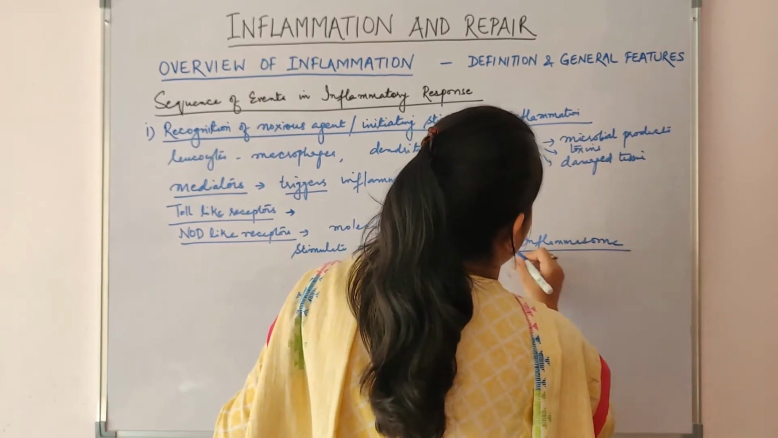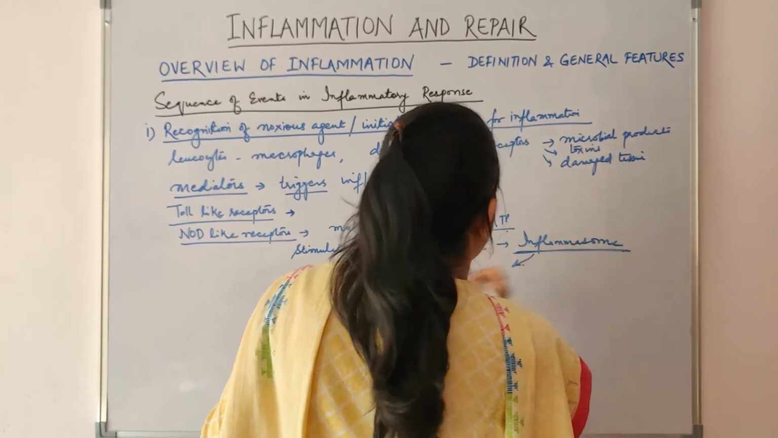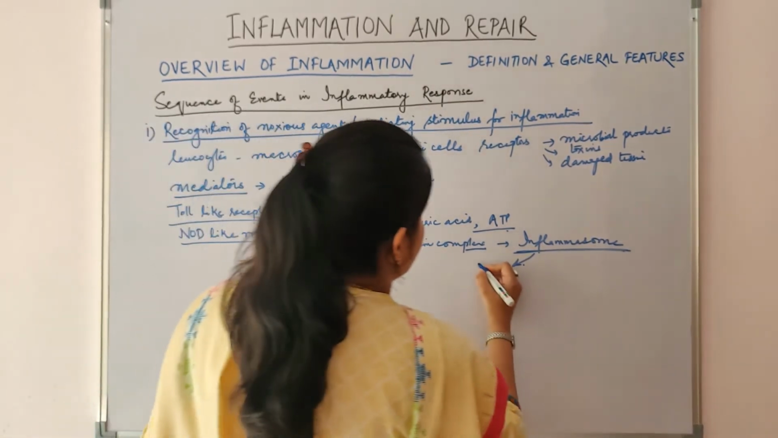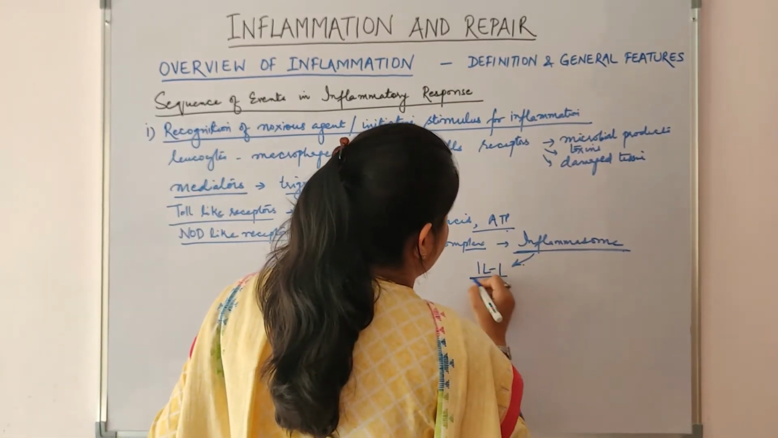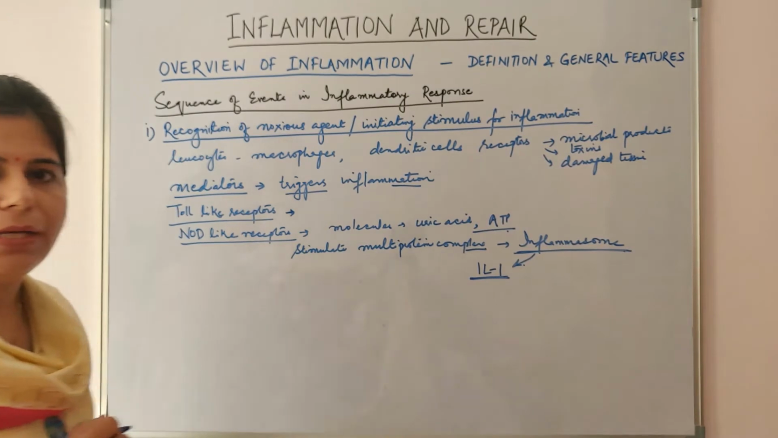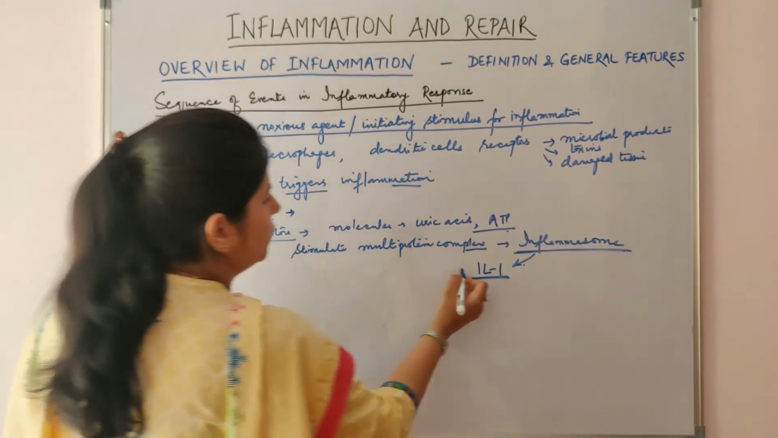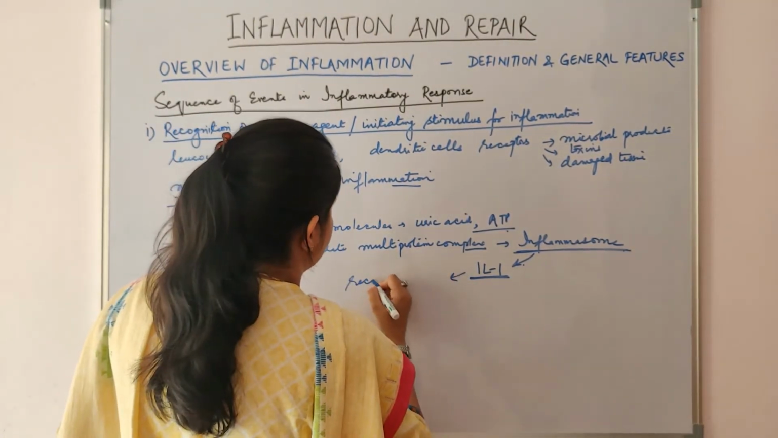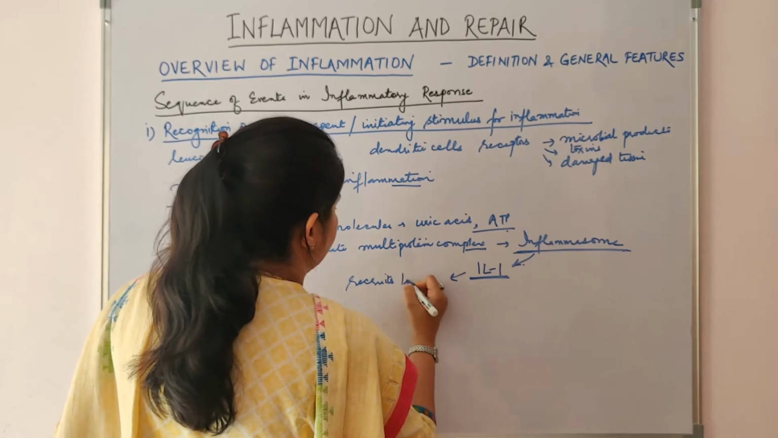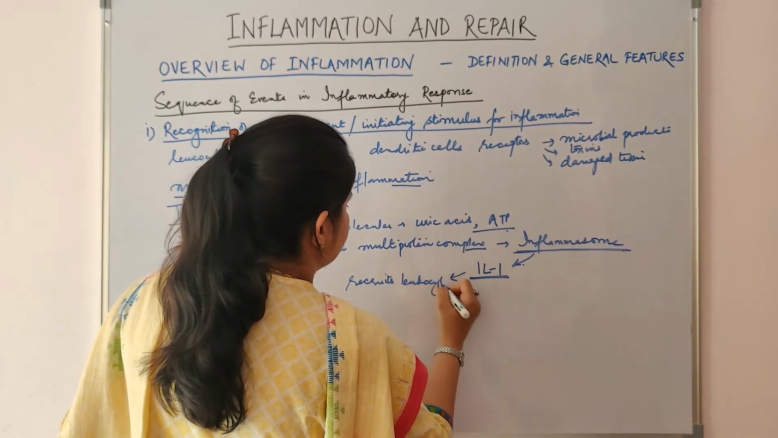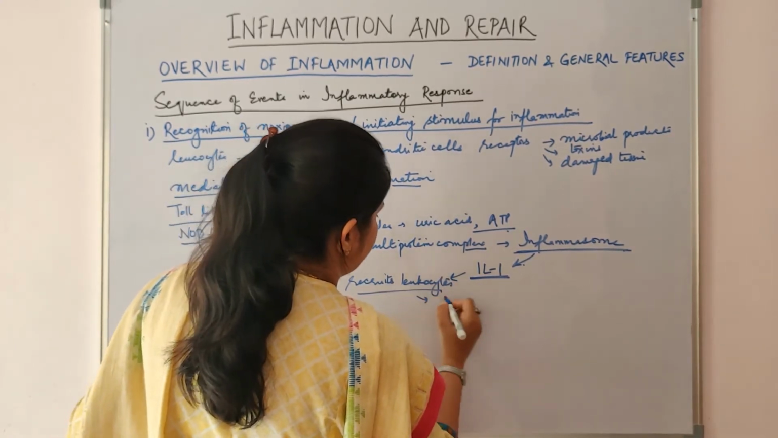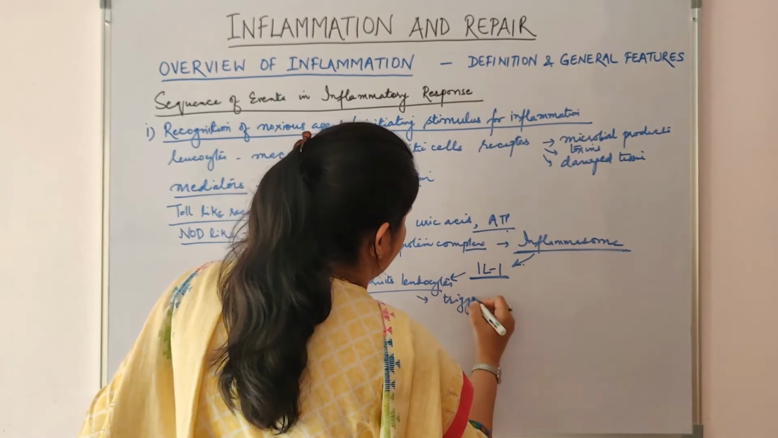So this inflammasome then induces the production of interleukin 1. Now this interleukin 1 recruits leukocytes, activates leukocytes, and thus it triggers inflammation.